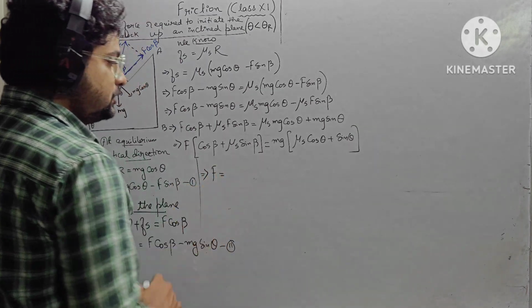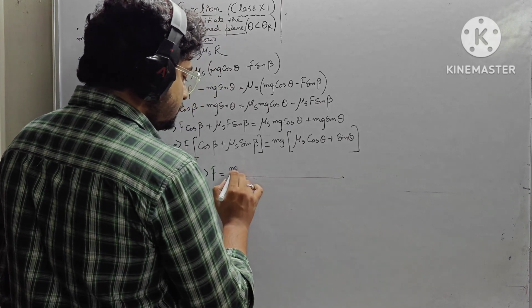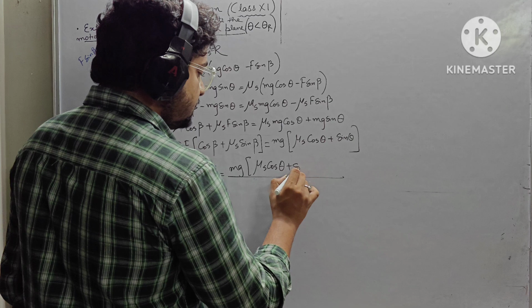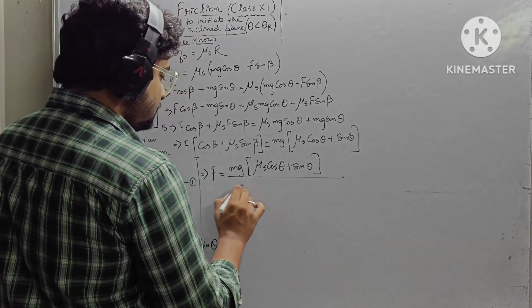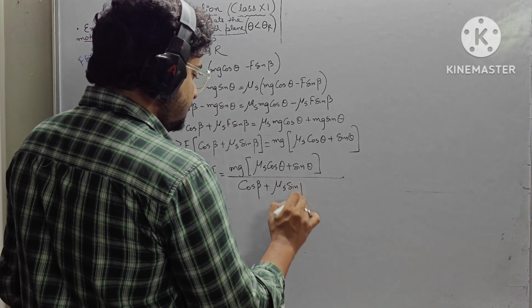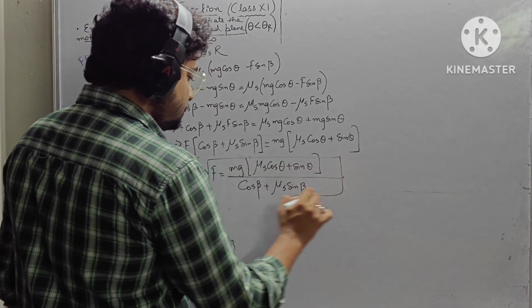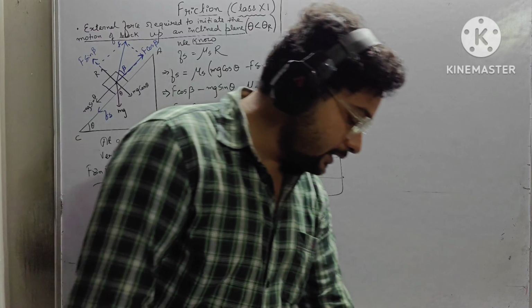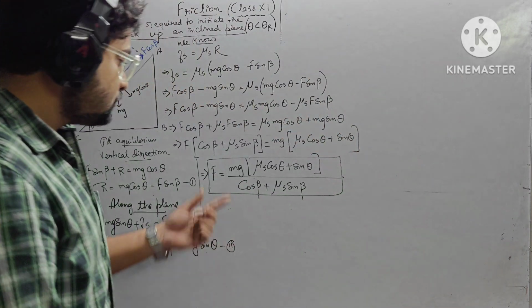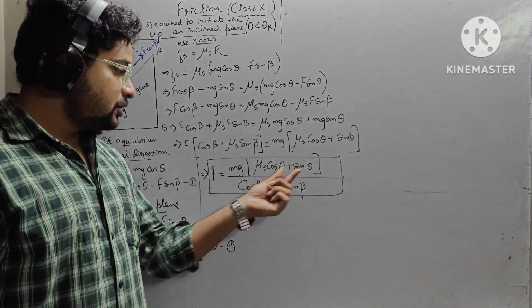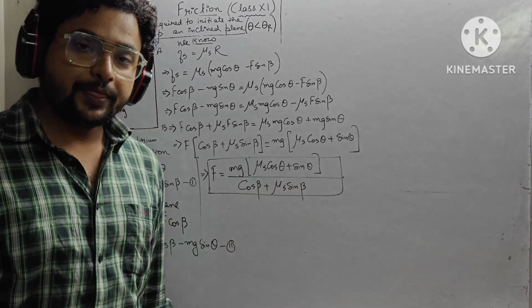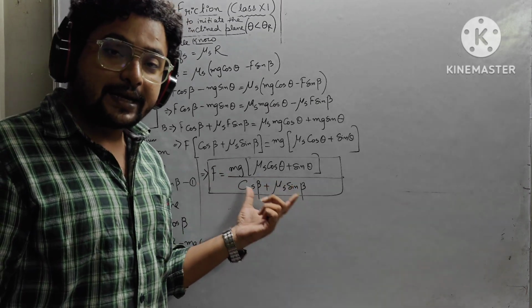Okay. So f is going to be mg mu s cos theta plus sin theta divided by cos beta plus mu s sin beta. So this is going to be the value of the external force. So mg into mu s cos theta plus sin theta divided by cos beta plus mu s sin beta. Right? Now this one again can be simplified.